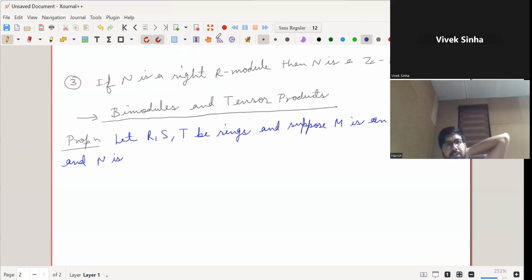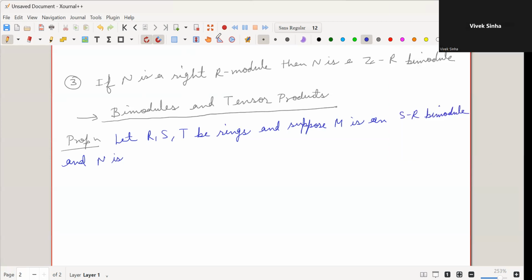So then N is another bimodule which is an RT bimodule, with the left module structure from R and the right module structure from T. Then the tensor M tensor over R N becomes an ST bimodule.